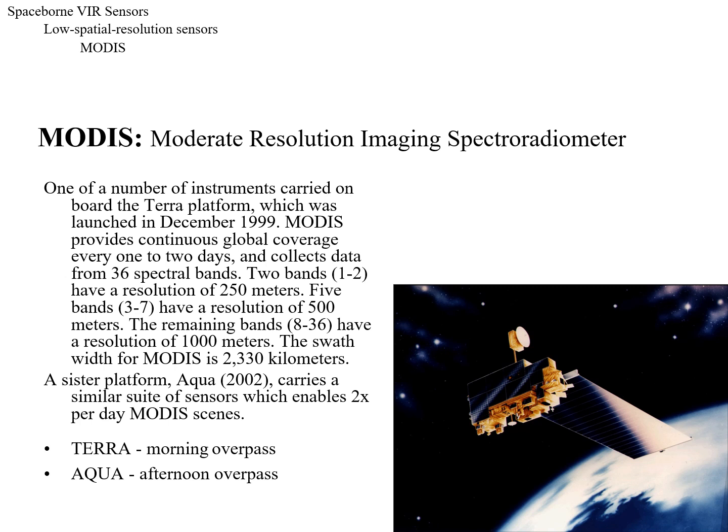As with Sentinel-2, those bands are not all at the same resolution though. There are two bands, bands 1 and 2, that have a resolution of 250 meters. 5 bands, bands 3 to 7, have a resolution of 500 meters, and the remaining bands have a resolution of 1,000 meters, or 1 kilometer. And then the swath width for MODIS is 2,330 kilometers. So in order to get that fast revisit, you need to have a very wide swath.